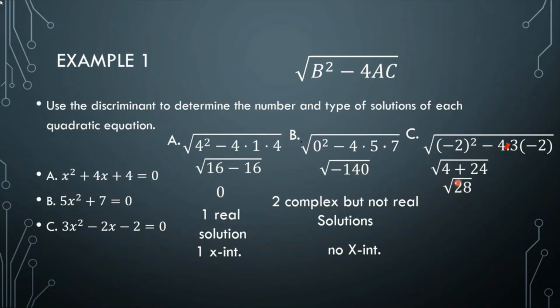That doesn't simplify, so we know it's going to be two real solutions, but you can say it's two irrational real solutions. Here for simplicity, I'll just put two real solutions. That will give us two x-intercepts. Not pretty x-intercepts, but still two x-intercepts.